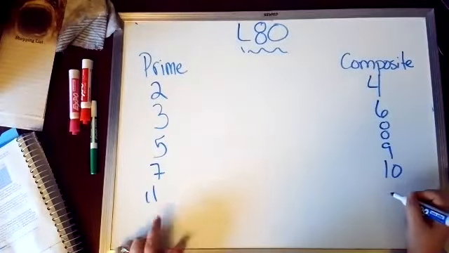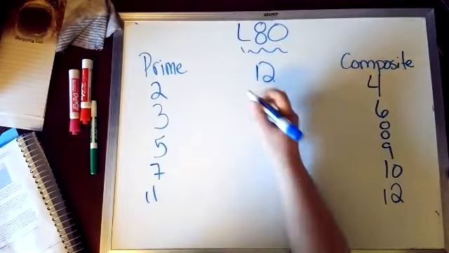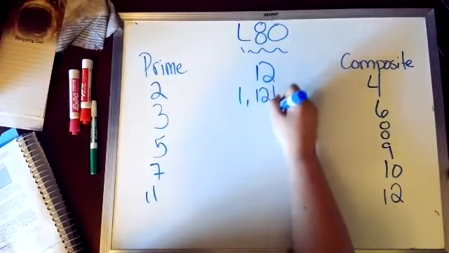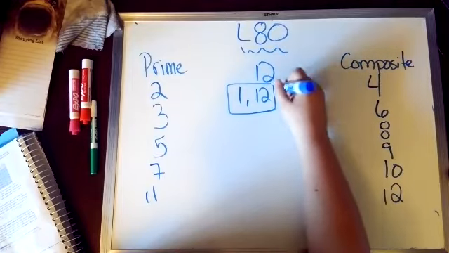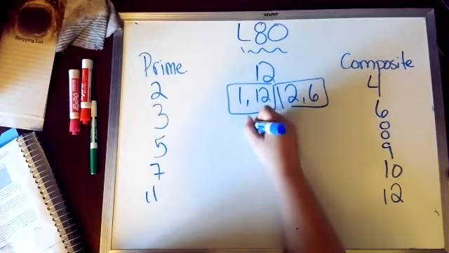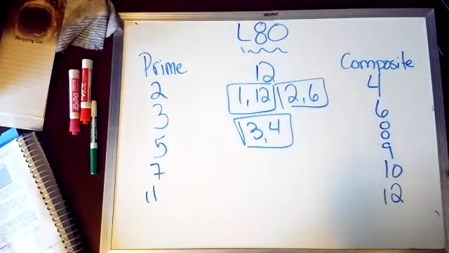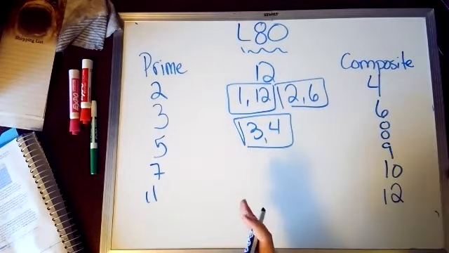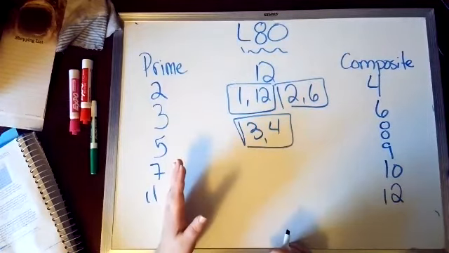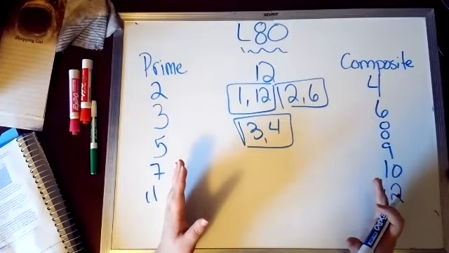And if we kept going, 12 is a composite. 12 has more than 1. 12 has 1 and 12, which is a factor pair. It has 2 and 6, which is a factor pair. It also has 3 and 4, which is a factor pair. So 12 has 3, which makes it a composite because it has more than 1. Again, the big rule here is a prime number will only have one factor pair. A composite will have more than one factor pair.